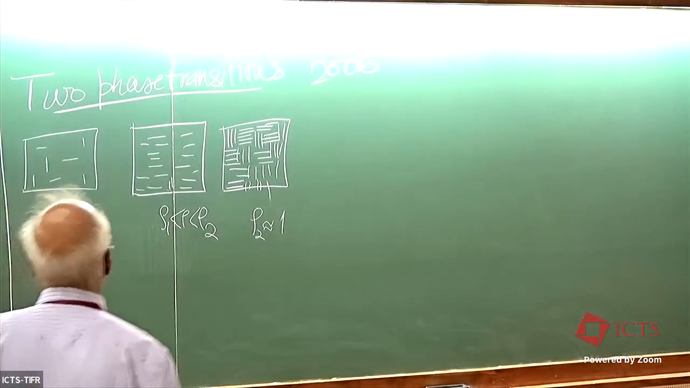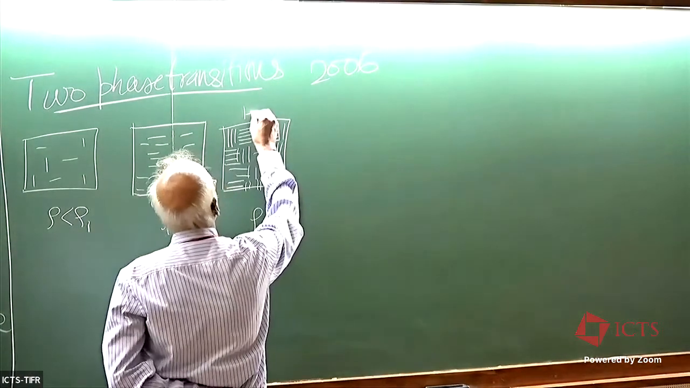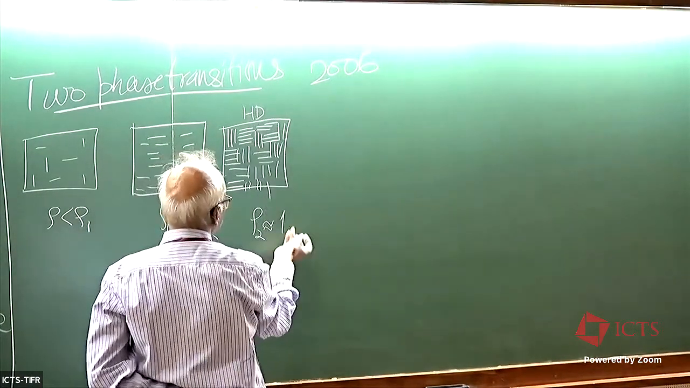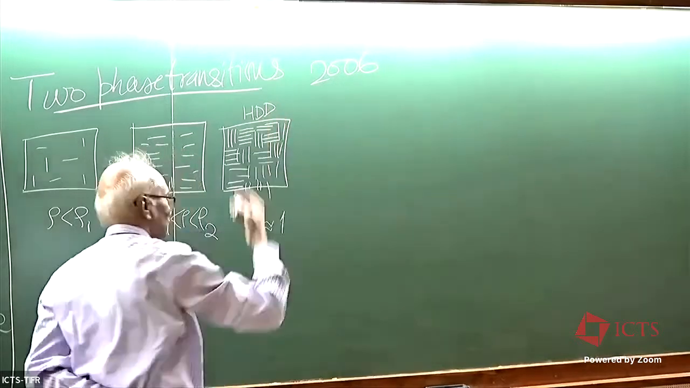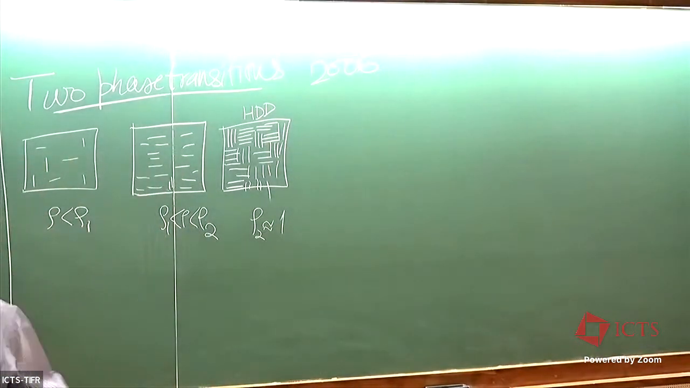So this phase we will call rho near 1, high density disordered phase. So we would like to understand how these phase transitions occur and what can we say about them.